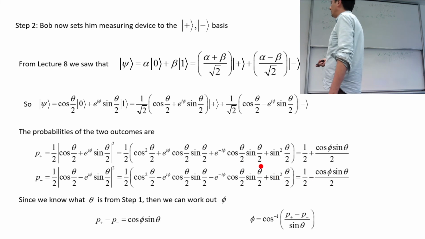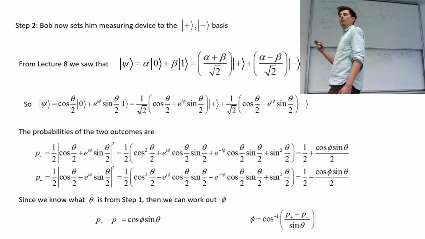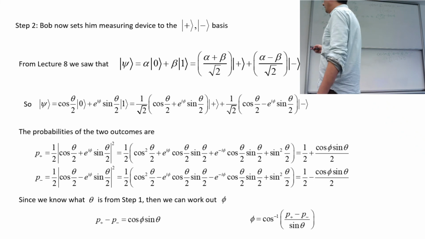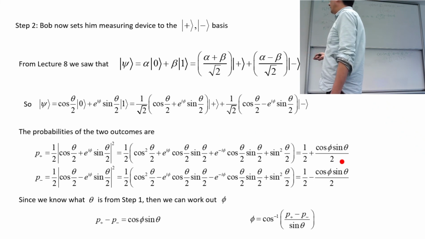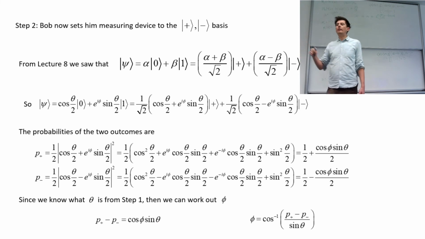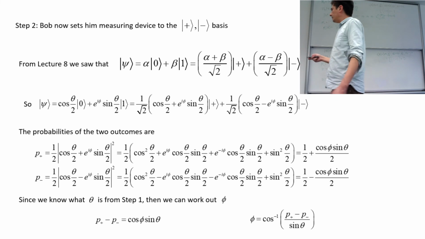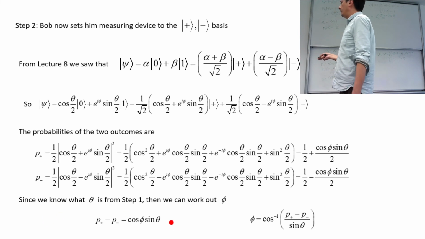And what we're trying to do here is to work out what phi is. So if we subtract these two again, then we'll get the second term, cosine phi sine theta. And from step 1, we worked out what theta was already, right? So we know what theta is from step 1. And then we just do arccosine of this thing, and that will give us phi.